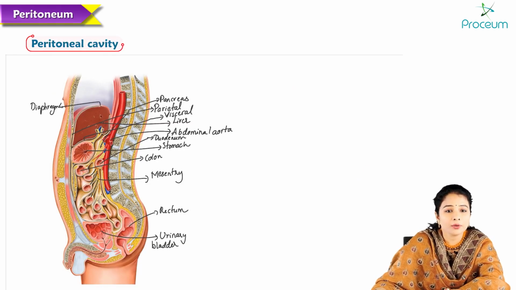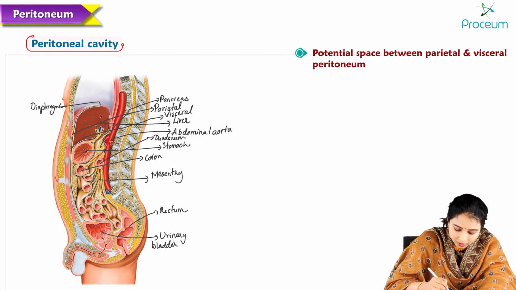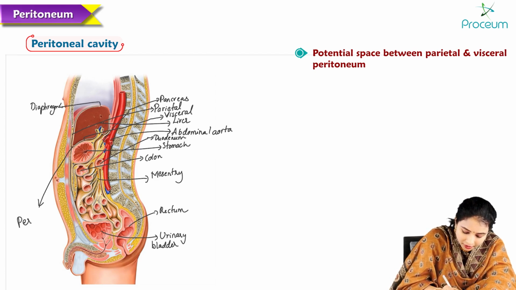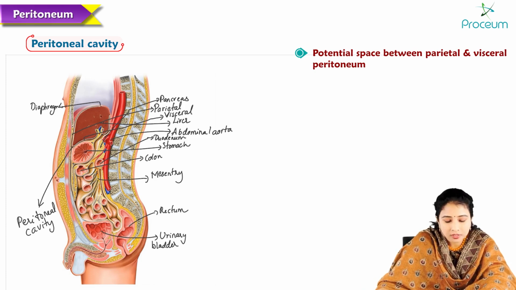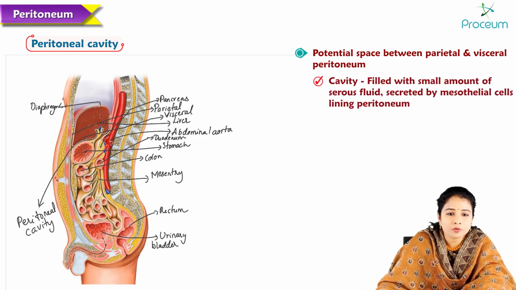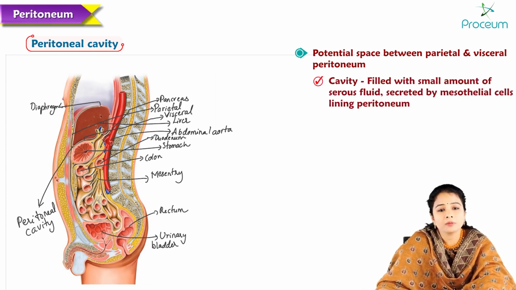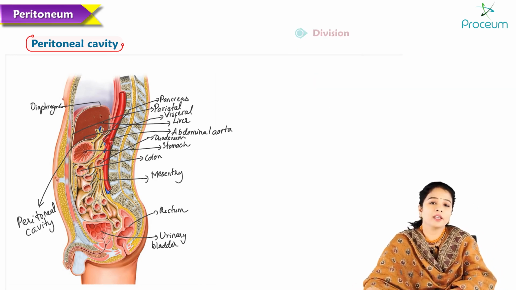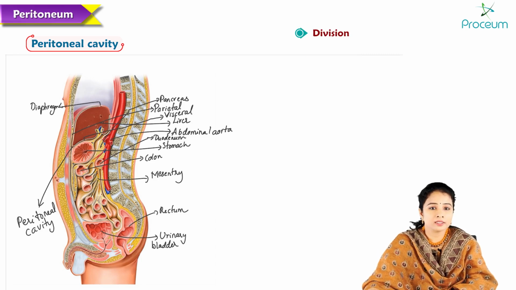Next, regarding the peritoneal cavity, the space between the parietal and the visceral peritoneum. The potential space which you find between the parietal and visceral peritoneum, which is a thin layer, is called as peritoneal cavity. So this cavity is filled with a small amount of serous fluid secreted by the mesothelial cells lining the peritoneum. So the peritoneal cavity can be divided into greater sac and lesser sac.